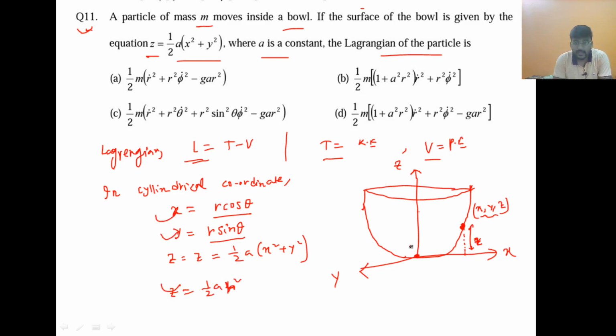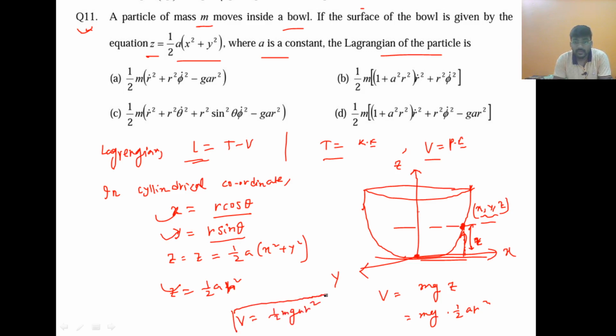So what will be the potential energy? Potential energy is very simple, as if we take this as the reference line, then the height of this point will be z. So the potential will be positive also, because it is in the positive direction. So V will be nothing but mgz. Instead of mgh, we can write it as mgz, and z is nothing but half into a into r square. So the potential energy V will be half m g a r square. So this is very simple, the potential energy.